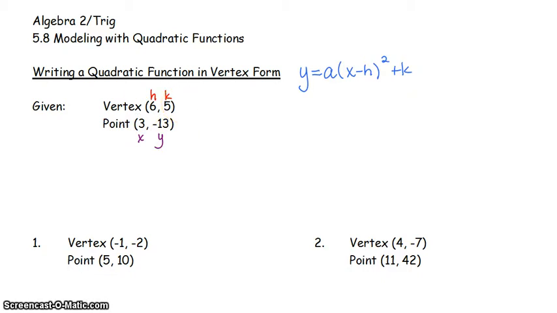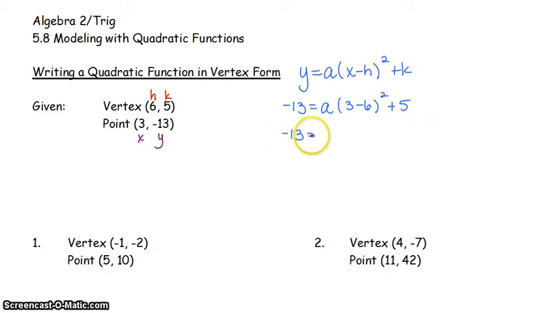So we're going to plug that stuff in. The y we said was a negative 13. We don't know the a, so that's a variable we don't know, so we leave it. The x coordinate of our point is 3 minus the h, which is 6, quantity squared, plus k, and we look at our vertex to find that, which is 5. So once we've plugged in all of our known values, we only have one unknown. So to find that one unknown, we just have to solve.